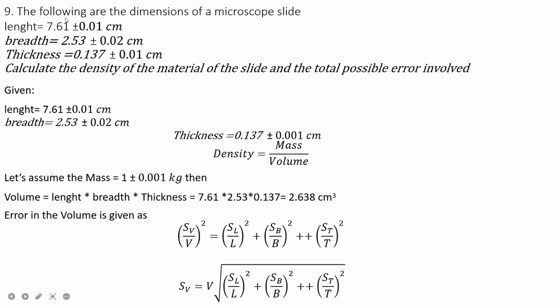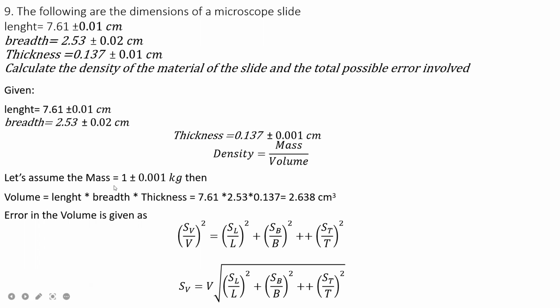Now the next question says, the following are the dimensions of a microscope slide. The length and the thickness are given as this. We have to calculate the density of the material of the slide and the total possible error involved. Now we've been given the length, the breadth, and the thickness. We know our density is mass divided by volume.